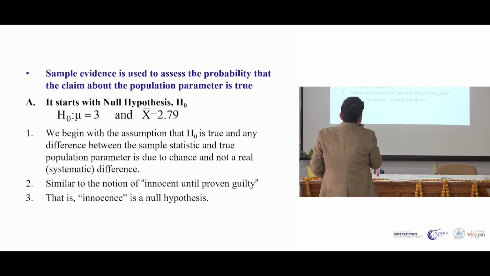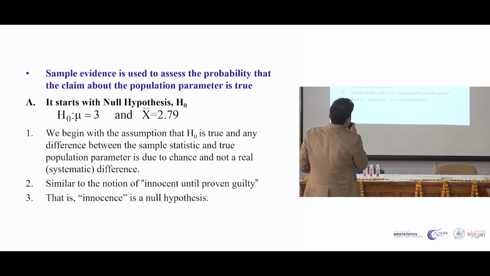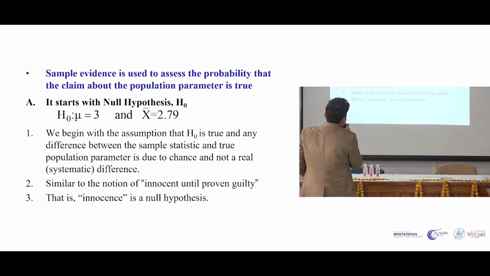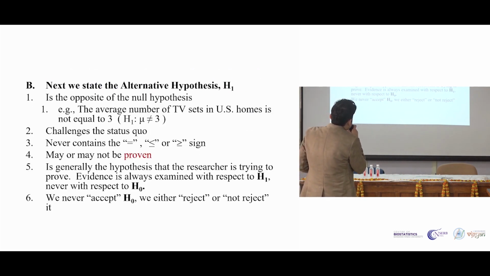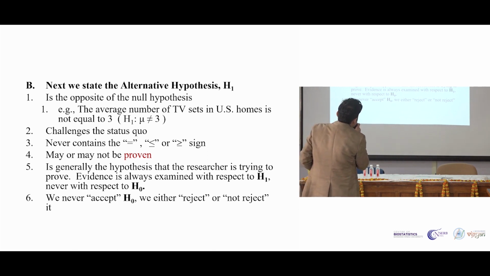So we begin with the assumption that H naught is true, and any difference between the sample statistic and the true population parameter is due to chance and not a real systematic difference. This is our null, similar to the notion of innocent until proven guilty. That is, innocence is the null hypothesis. Next, we state the alternative hypothesis. That is the opposite of the null hypothesis. H1: mu is not equal to 3.